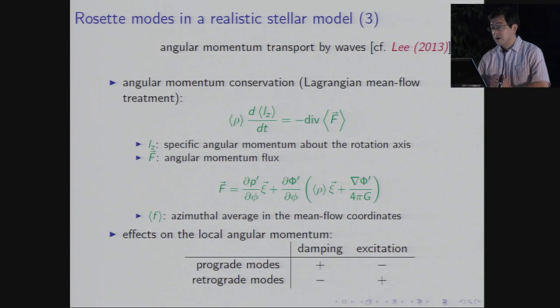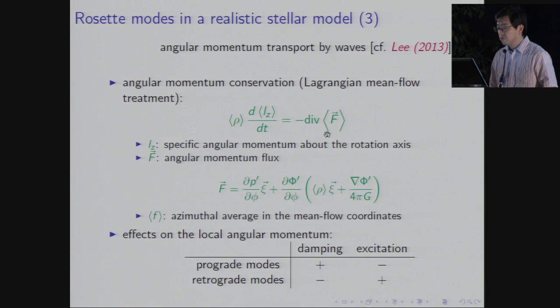And finally, I talked about the effect of rosette modes on angular momentum transport. Here we follow the formulation by Woo-Min Lee in 2013. The main equation of the analysis is this equation. This is just a conservation of angular momentum. Rho is density, Lz is the specific angular momentum about the rotation axis, and F is the angular momentum flux.